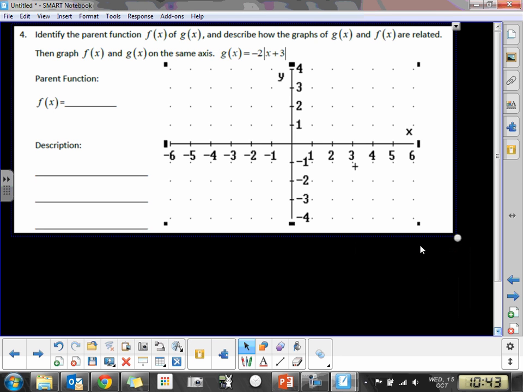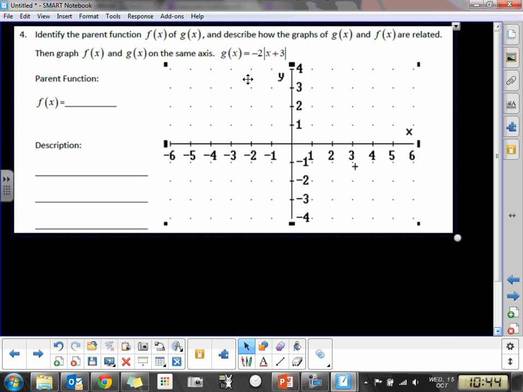Question 4, we're being asked to identify the parent function of g of x. So here's our function g of x that we're going to graph. Well, I first want you to identify the parent function that really makes up the basic shape of this graph. The parent function that is really creating the features that are going to take the shape of this graph is the absolute value function.